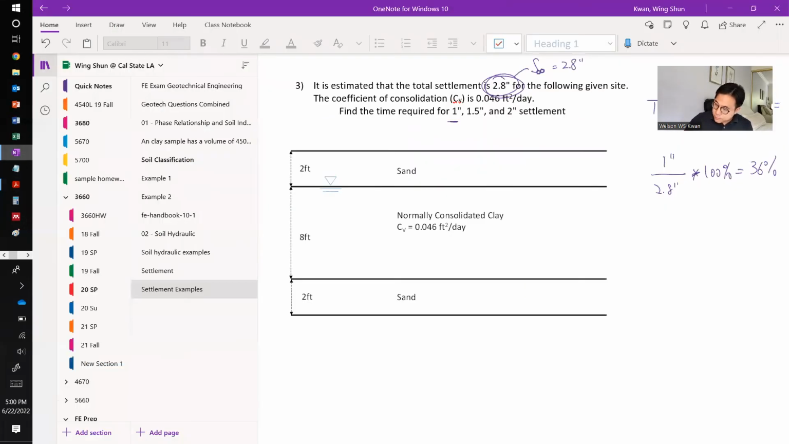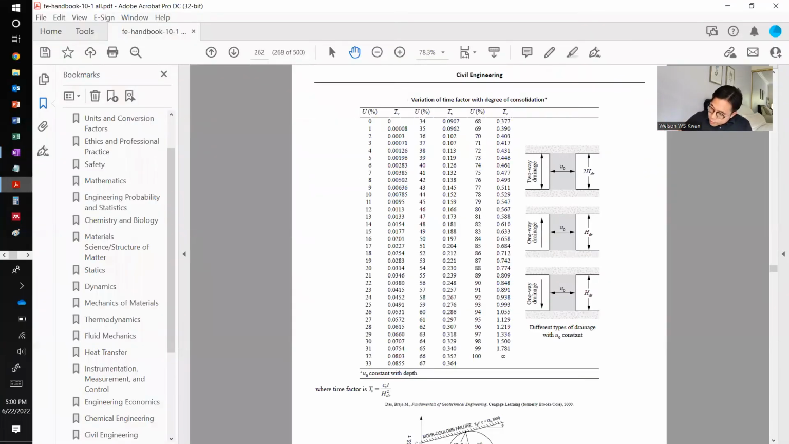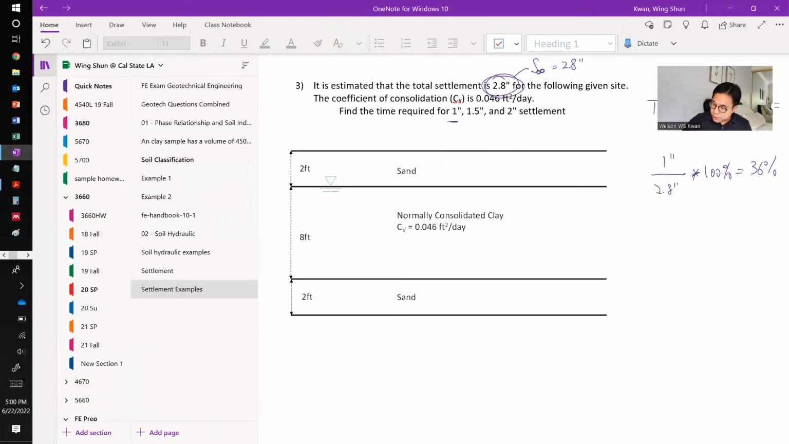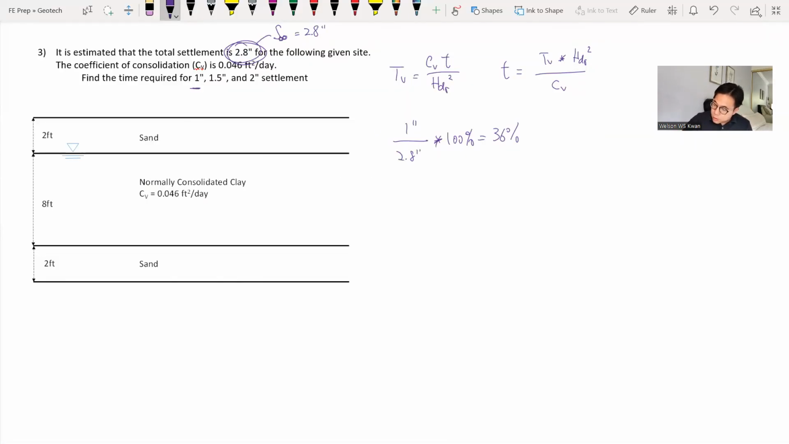So at 36%, we have a time factor of 0.102. So we will use that for our calculations. So we know that the time to reach 1 inch settlements is equal to the corresponding time factor 0.102. Again, we read it from the FE manual, and now it says drainage path.